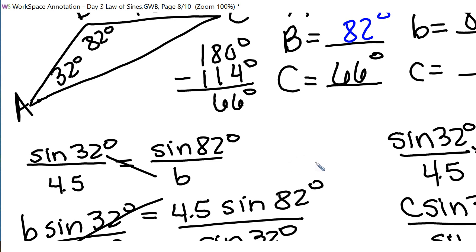Divide both sides by the sine of 32 degrees. We agree with 7.8? Yes, it's 7.8. So that was one case, and we're going to start with that one case. Okay, we're going to do a little bit of skipping.